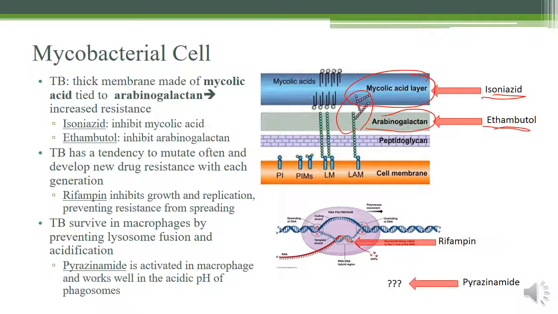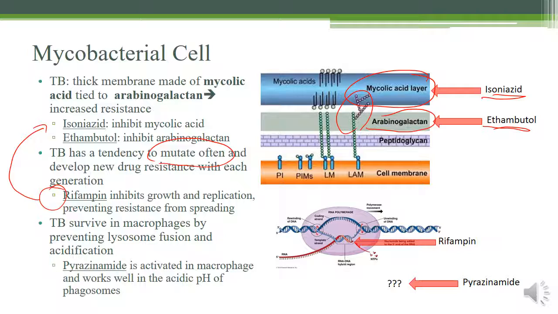Something you need to know about TB is that it has a tendency to mutate very often. So a lot of the time if you only use isoniazid and ethambutol, it'll eventually develop resistance. We're already seeing resistance in places like Russia to isoniazid and ethambutol. So it's important for us to add rifampin to this treatment to prevent resistance to other drugs, because what rifampin does is it prevents messenger RNA from being made, and it prevents resistance from developing.